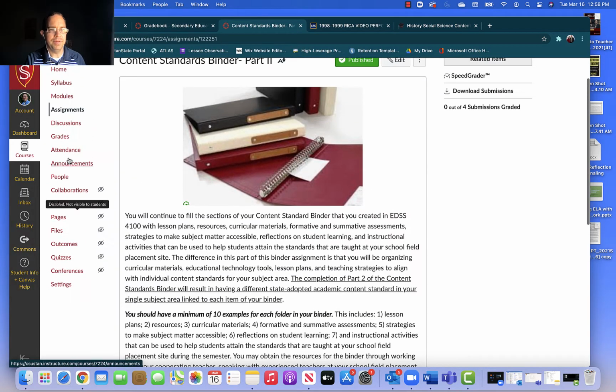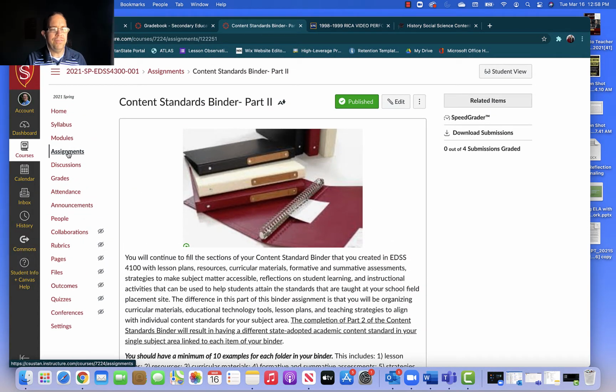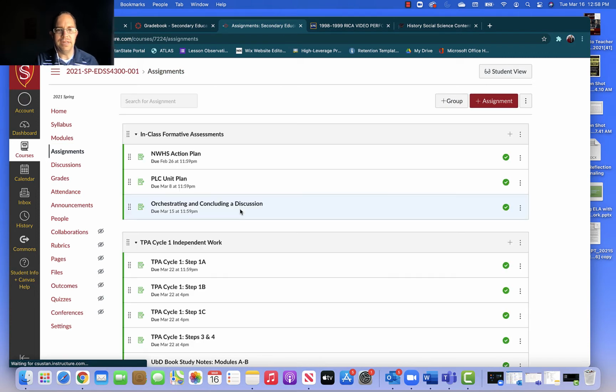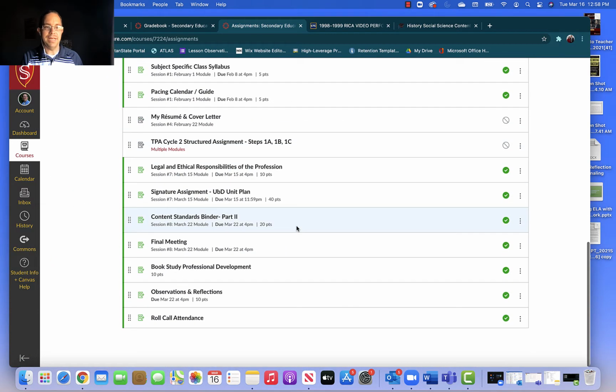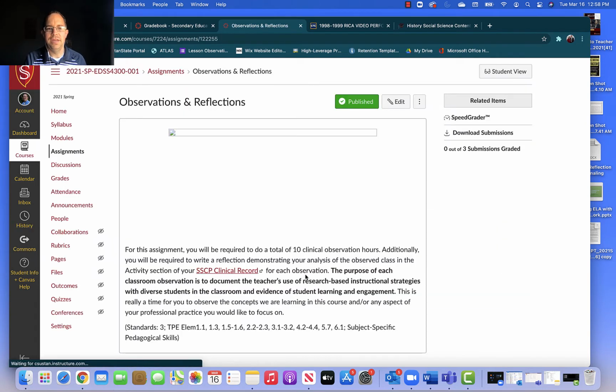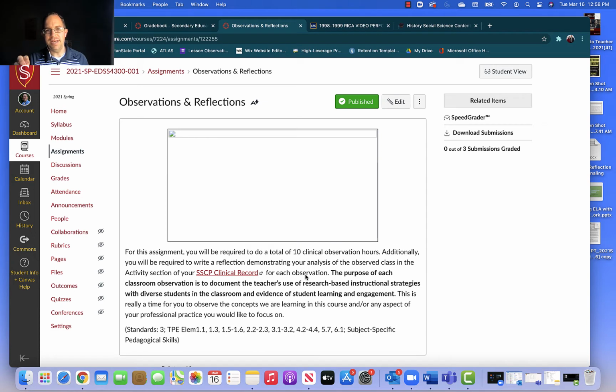Let me go back over here to my assignments. And I feel like the way we wrote that clearly on the assignment page is what you should do. I don't think we could be any more clear, so hopefully I can reiterate this. Essentially, every class in our program is designed to help you get to the 600 clinical hours that you need to be able to earn your preliminary credential.